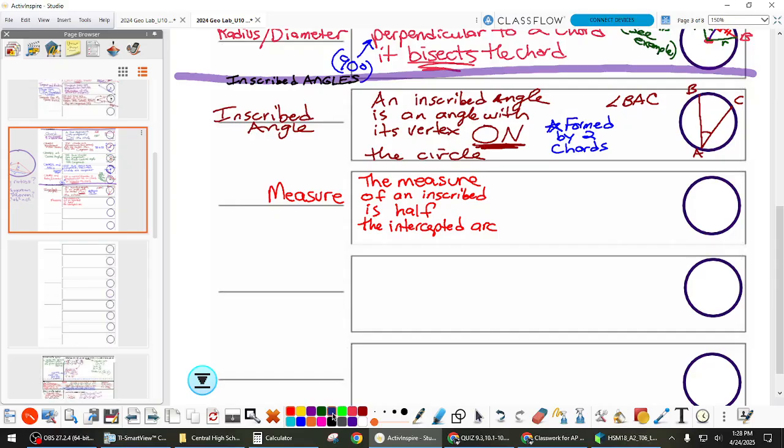So let's do it this way. In your picture, for this one, do you see an arc that's being intercepted by those two chords? It's this arc right here. Arc BC. Okay, so the measure of angle A is 1/2 the measure of arc BC. Everybody see where that's coming from?